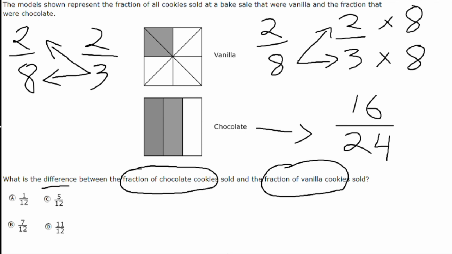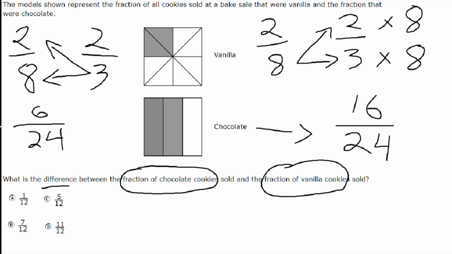All right, so our new fraction for chocolate is 16/24. And if you divide this back by 8, you're still going to end up getting your 2/3. All right, so that's how we know that we're correct. All right, let's move on to the vanilla cookies. So on the top, we're going to multiply 2 times 3. That gets us 6. On the bottom, 8 times 3, that gets us 24. So now we have our new fractions.